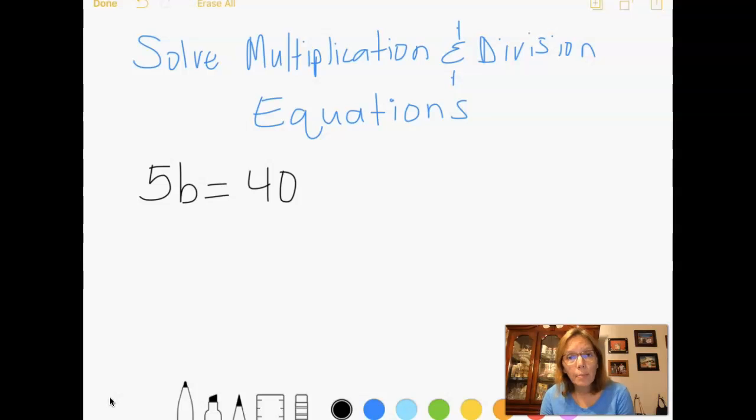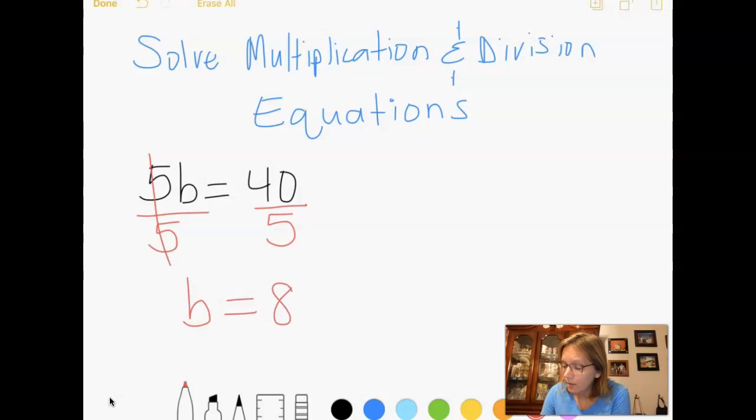Again, I'm looking at what's happening with the variable and I'm going to do the opposite. The opposite of multiplication is division. So remember, division can look like a fraction, which is what I want it to look like when I'm solving these equations. So the 5 divided by 5, that cancels itself out because 5 divided by 5 is 1. So I'm just left with 1b or just b. And then on the other side, if I do 40 divided by 5, I get 8.